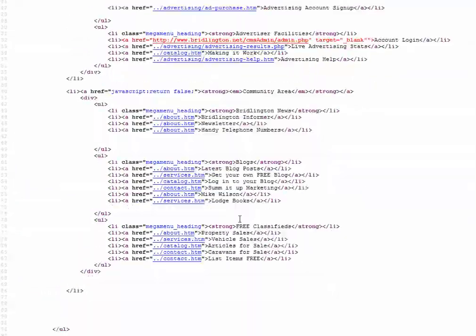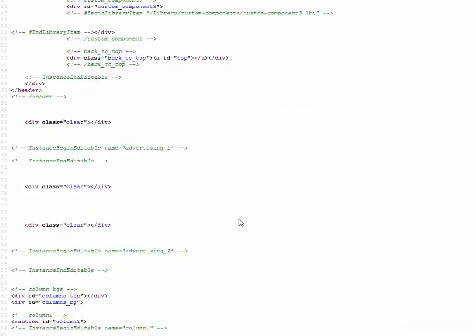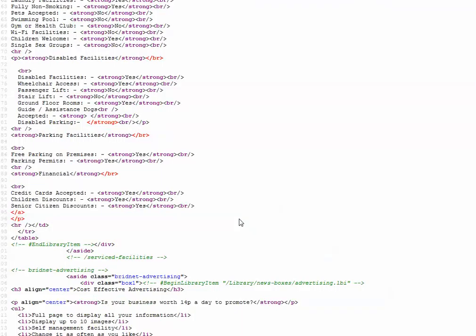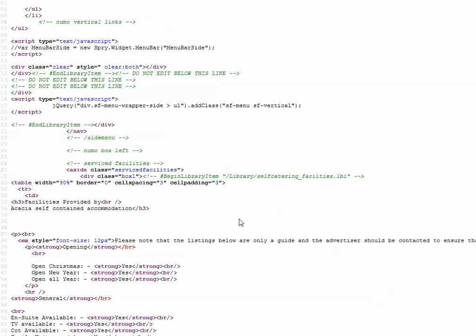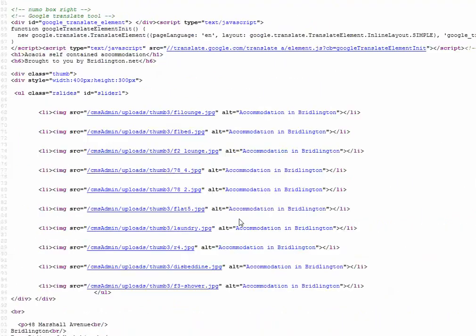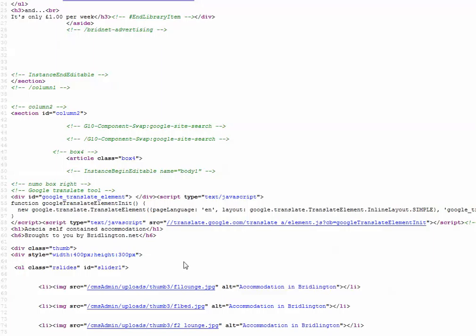Get rid of the inline width and height there. Where did I put it? There we go. Yeah, get rid of that.